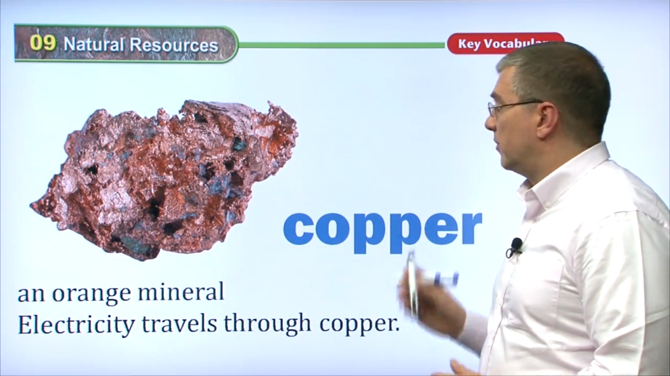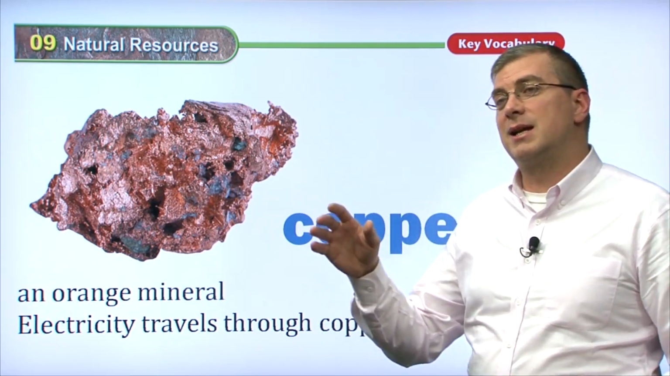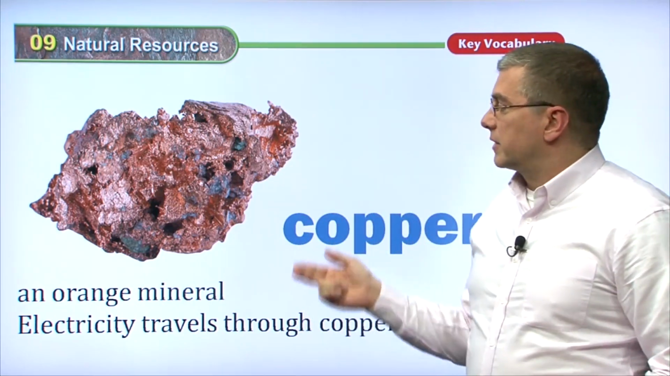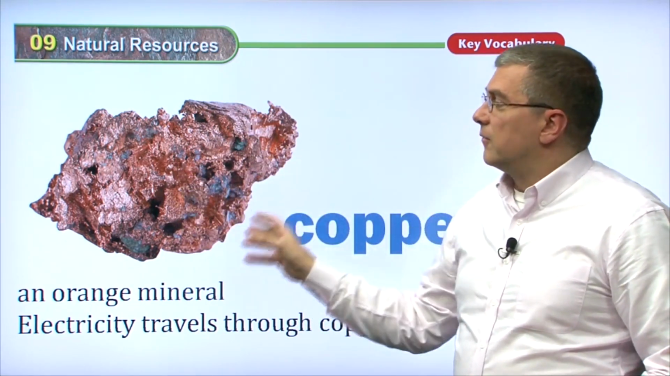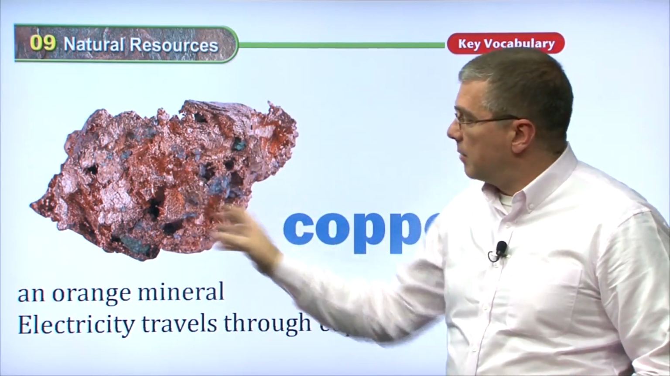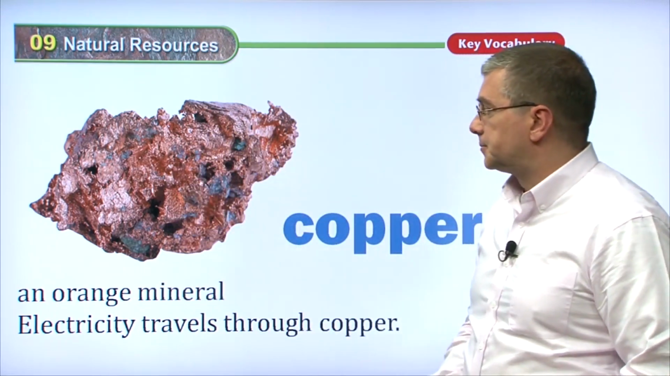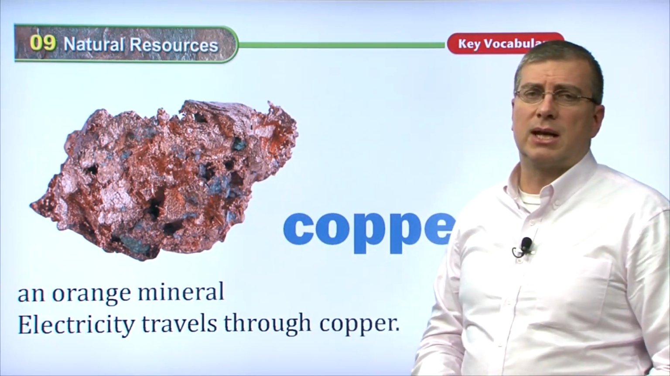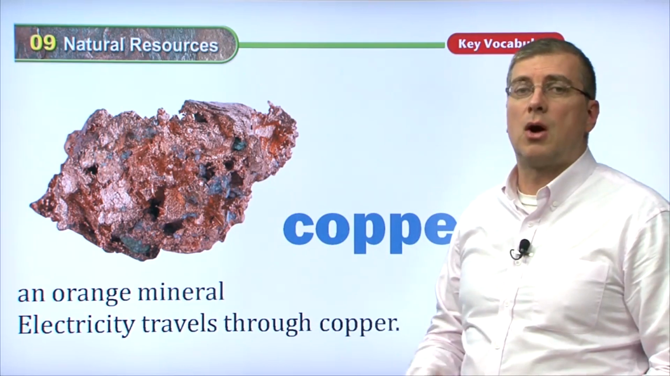Another very common type of mineral that's similar in style to gold and silver is copper. Of course, copper is a lot more common than gold, and copper is an orange mineral. Why do we use copper? By the way, copper is also used as money. A long time ago, they also used copper as money.